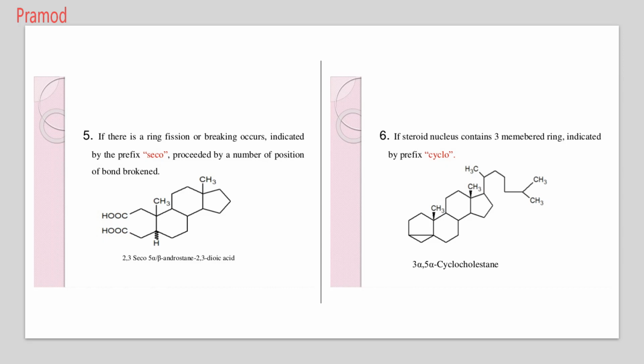When a steroid contains a 3-membered ring, it is known as cyclo. That is 3 alpha 5 alpha cyclocholestane. Why it is 3 and 5: because there is formation of a cyclopropane ring between the 3rd and the 5th carbon. That's why it is known as 3 alpha 5 alpha cyclocholestane.